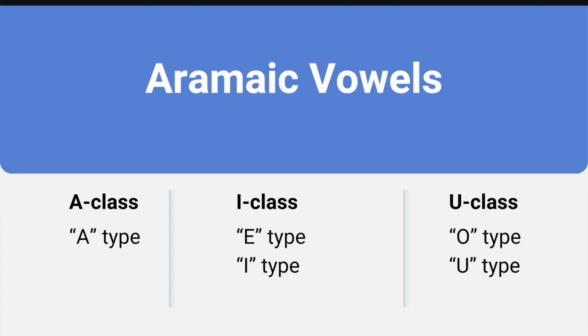Now, if you've watched my videos on the Tiberian vowel signs in the Hebrew Bible, both the Hebrew and Aramaic portions, you'll remember that there are three classes of vowels. There's the A class, the I class, and the U class. Now, the A class only has one type, the A type. But the I class has both the E type and the I type. And the U class has two types, the O type and the U type. So 3 classes of vowels, but 5 types of vowels.